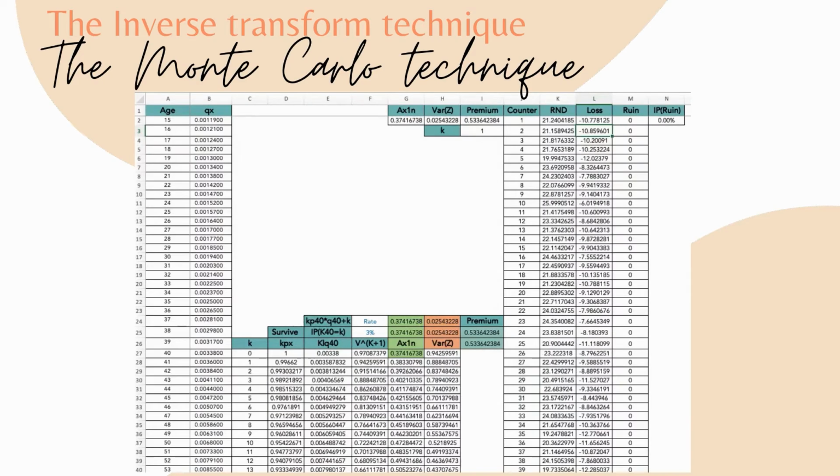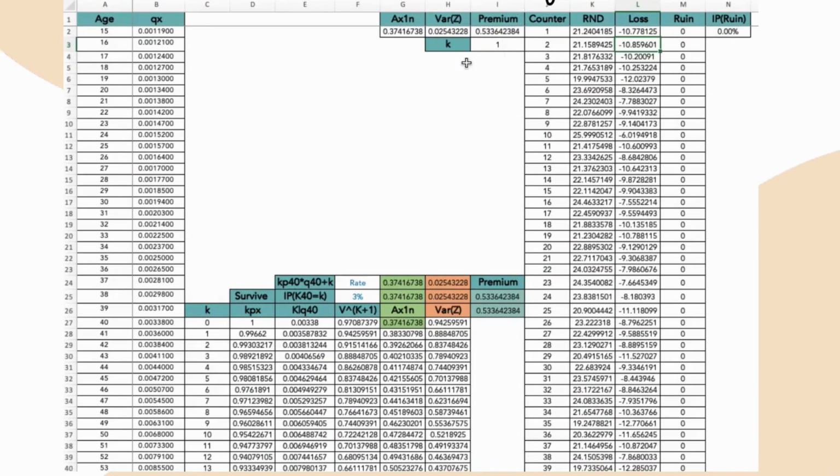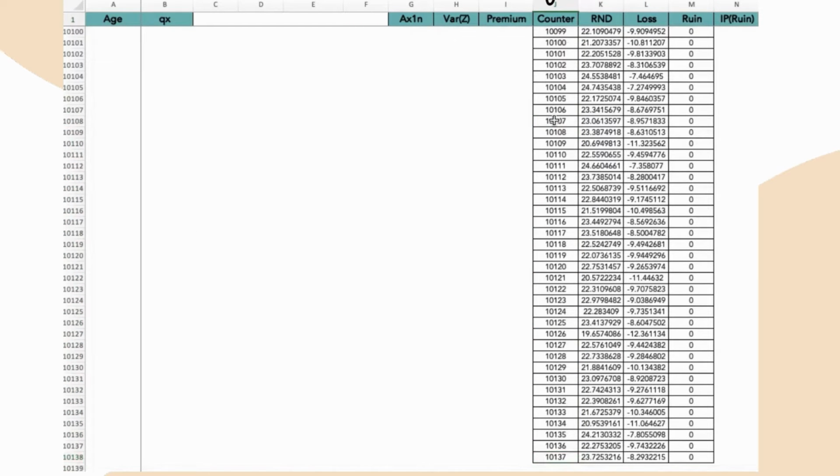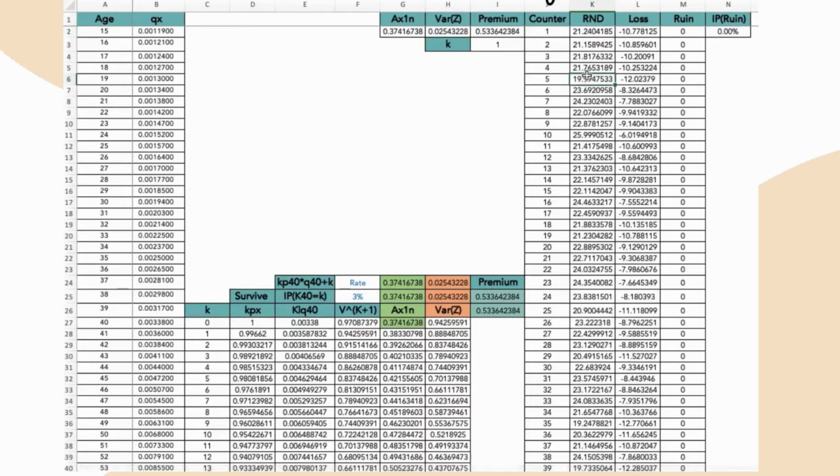For that, with the help of the inverse transform technique as well as the Monte Carlo technique, we are going to find such a k. In the next column, a counter will be used to see how many simulations we have computed. Next, with the normal inverse function, we will obtain the random loss of the portfolio containing 60 policyholders, and in the next column, we subtract from the random loss 60 times the premium, and this is how we obtain the actual loss of the portfolio.